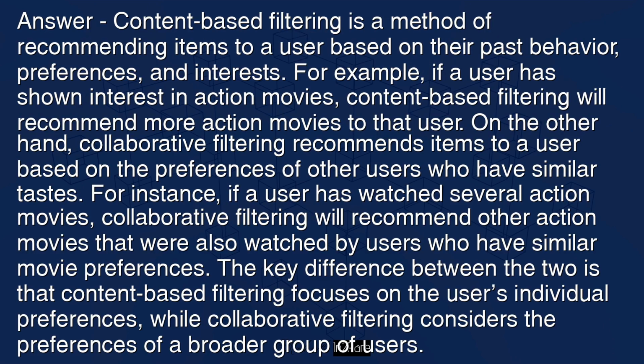Answer. Content-based filtering is a method of recommending items to a user based on their past behavior, preferences, and interests. For example, if a user has shown interest in action movies, content-based filtering will recommend more action movies to that user. On the other hand, collaborative filtering recommends items to a user based on the preferences of other users who have similar tastes. For instance, if a user has watched several action movies, collaborative filtering will recommend other action movies that were also watched by users who have similar movie preferences.